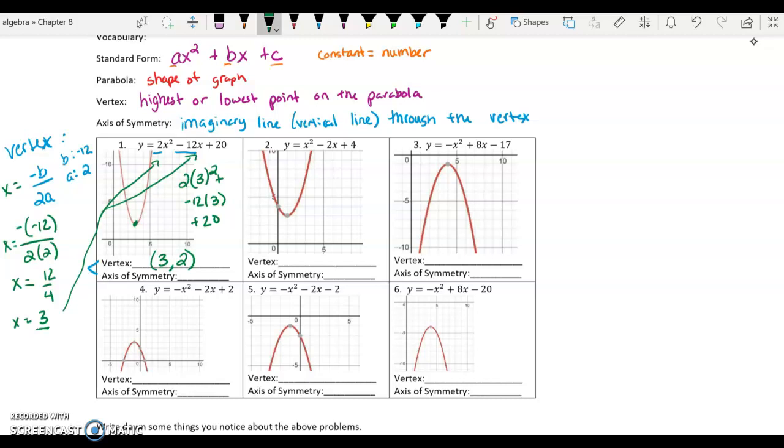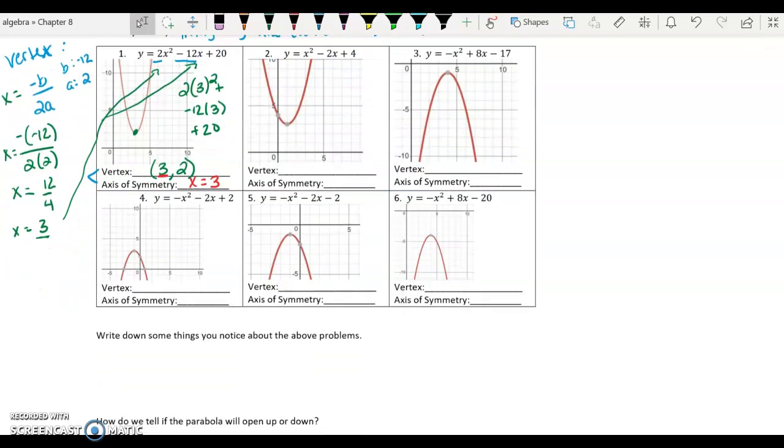The next thing I want you guys to find is the axis of symmetry. Remember, the axis of symmetry needs to go through the vertex, and more specifically, the x value. So you can go ahead and write the equation as x equals 3. The positive ones are pretty easy to do. It's the negative ones that are a little bit harder. So I'm going to leave 2 and 3 for you guys to do by yourself. You can use this as an example.